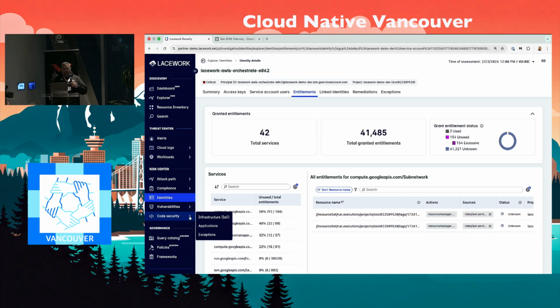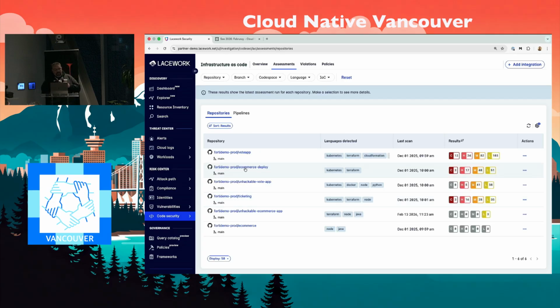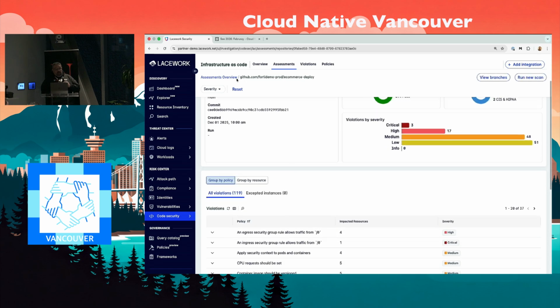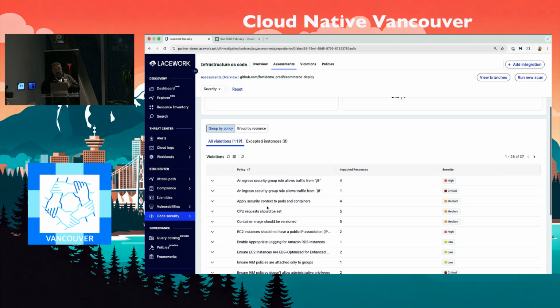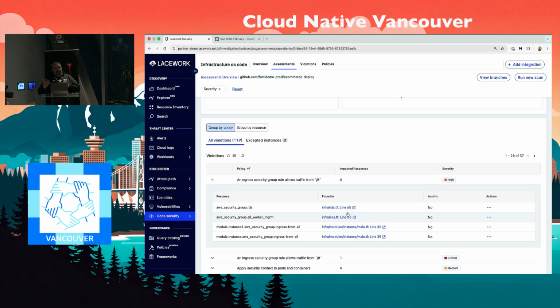Then code security as well. So you can see all the vulnerabilities in your repositories that you have for, let's open here, infrastructure as code, right? So infrastructure as code vulnerabilities, and it tells you what kind of vulnerability it is. It tells you where in the code you can find that specific vulnerability.